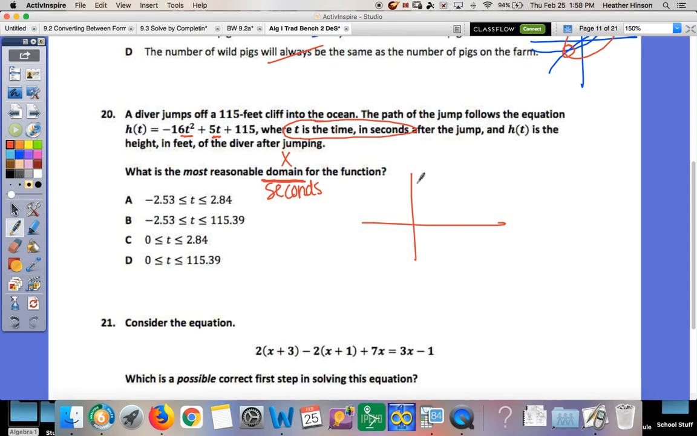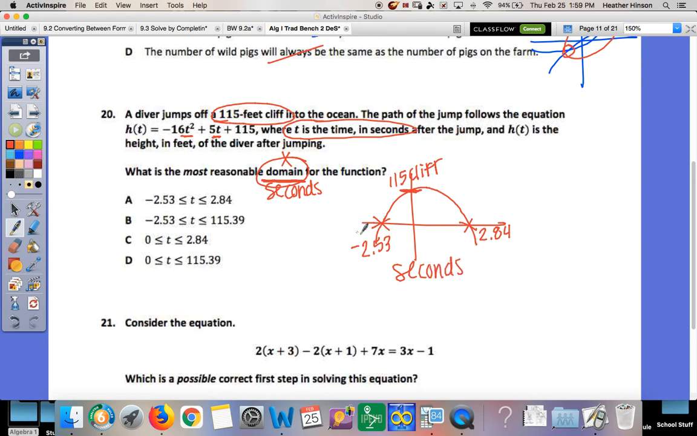Now, I was trying to zoom this so you could see it better, but it looks like this. This spot right here where we start is going to be your y-intercept. That's your 115-foot cliff. And then she jumps off that and hits the ocean, where we just found 2.84. This one's the domain. So where do we start on the domain? We don't start over here at this x value because this is negative. It's actually negative 2.53.